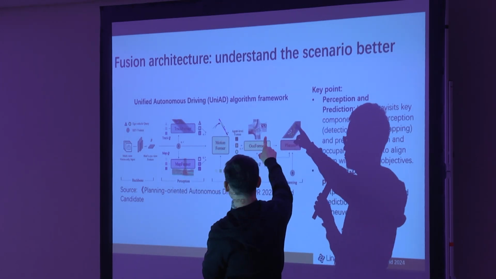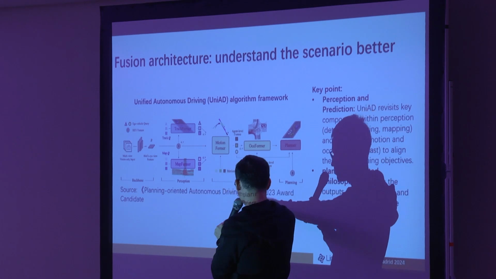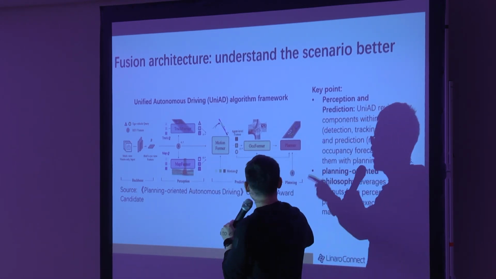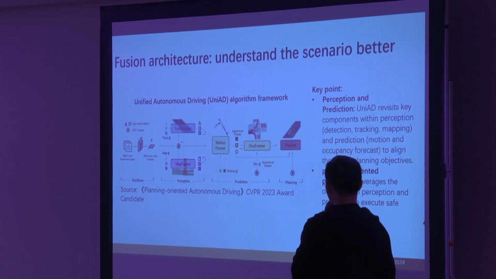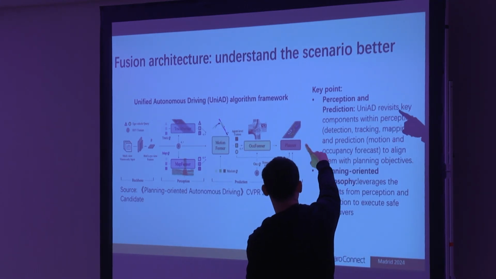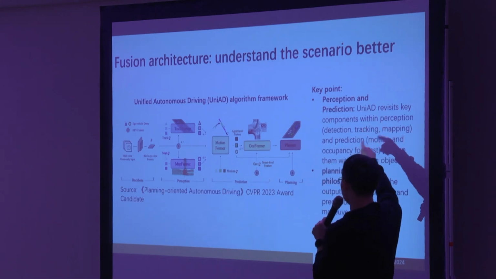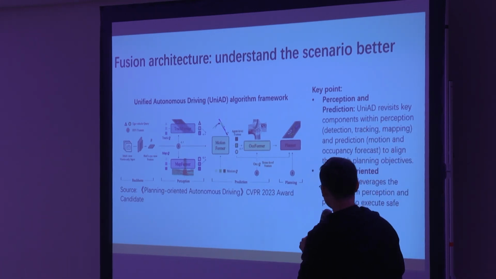UniAD algorithm framework. It's from a paper, the CVPR Best Paper 2023. And it gives us a very interesting opinion that the key point is that perception and prediction could be together in this UniAD framework. Okay, I want to read the details.